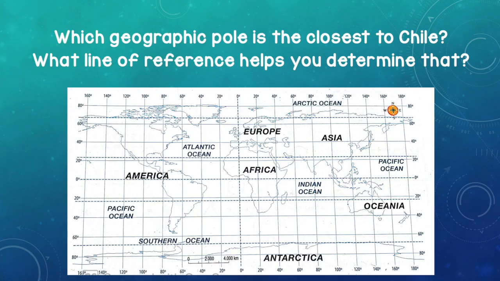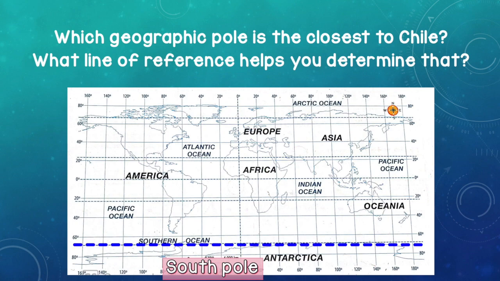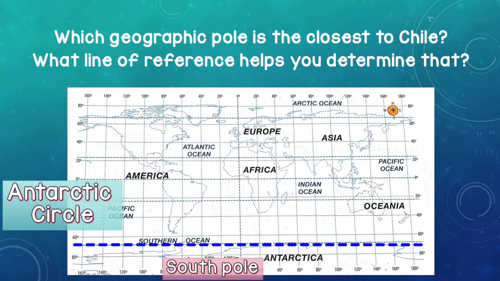Now, let's see the second activity. You are going to look at the picture again and answer these two questions. Question number 1. Which geographic pole is the closest to Chile? Remember, geographic poles are the North Pole and the South Pole. The second question is, what line of reference helps you determine that? Think of the lines of reference you learned today. Well done. The geographic pole closest to Chile is the South Pole. And what line of reference helped you determine that? Well done, the Antarctic Circle.